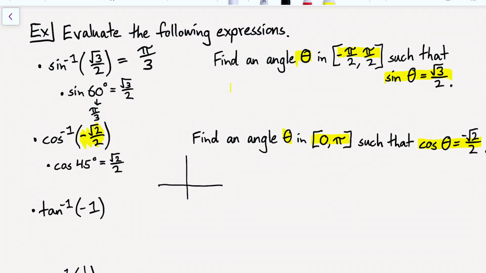So we're actually looking for an angle in the range from 0 to pi that has a cosine of negative root 2 over 2. That will be a quadrant 2 angle with a reference angle of 45 degrees. This angle itself is 135 degrees, or 3 pi over 4. So cosine inverse of negative root 2 over 2 equals 3 pi over 4.